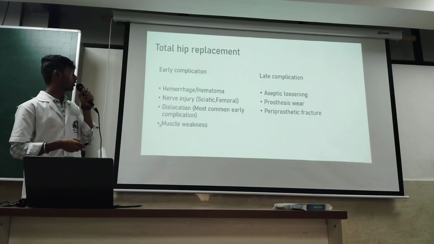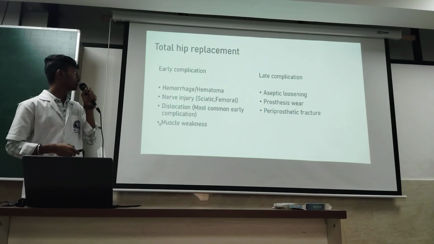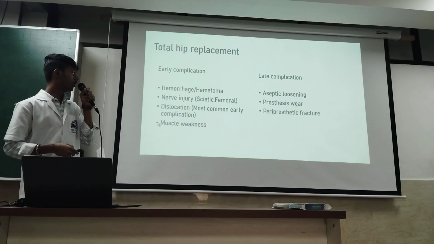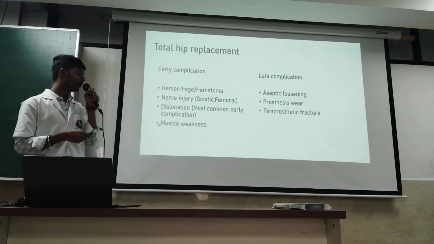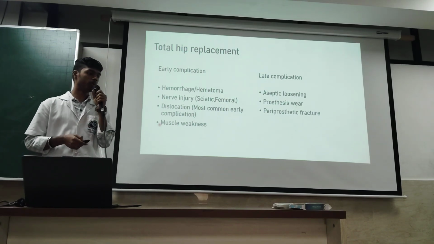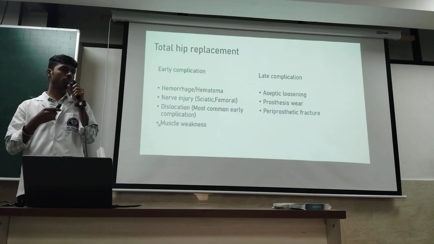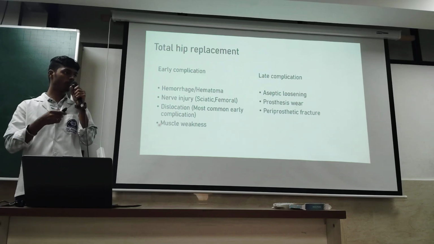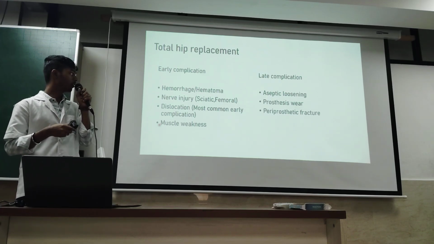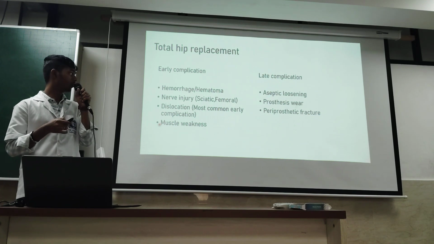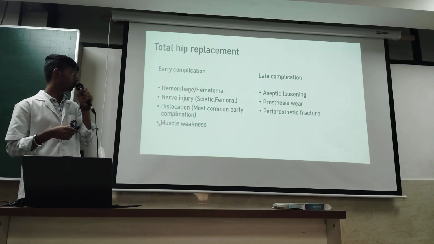Now we discuss the complications of total hip replacement. In early complications, first is hemorrhage and hematoma. Total hip replacement is a very complicated treatment. In this treatment, we replace the head of the femur and also the acetabulum. Therefore, there are high chances of excessive blood loss, so hemorrhage and hematoma can occur.